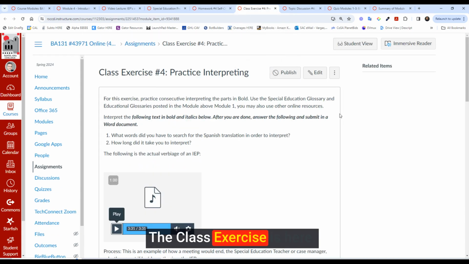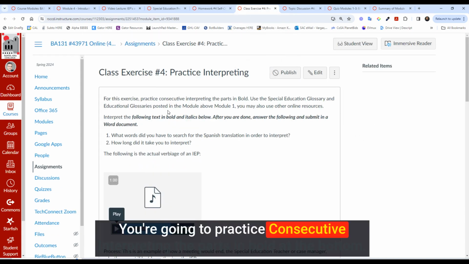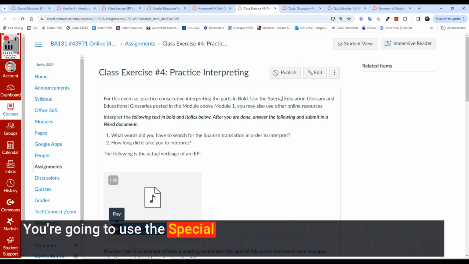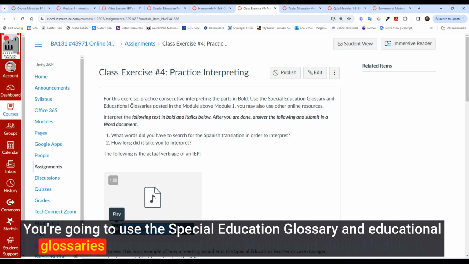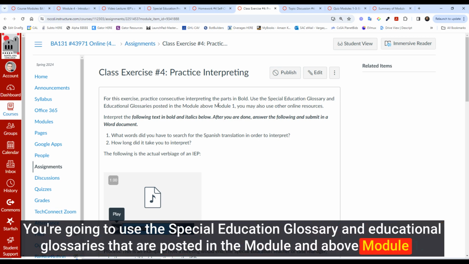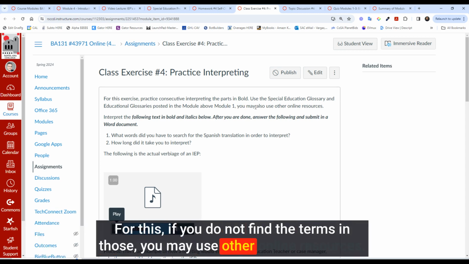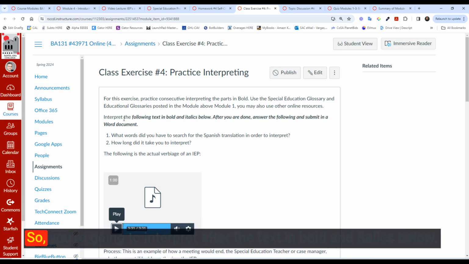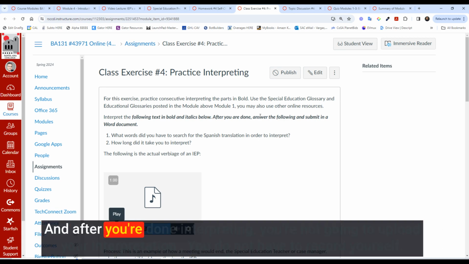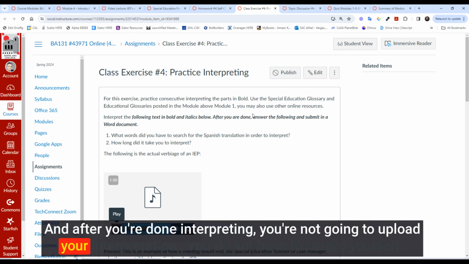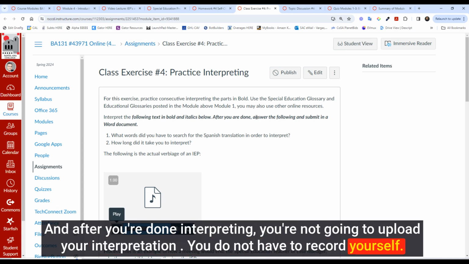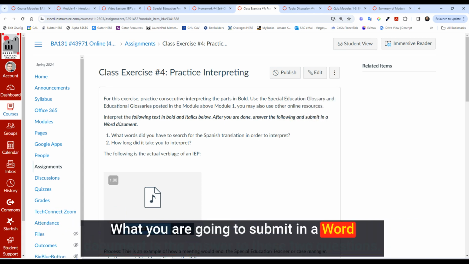The class exercise is here. You're going to practice consecutive interpreting, the parts in bold at the bottom. You're going to use the special education glossary and educational glossaries that are posted in the module and above module 1. For this, if you do not find the terms in those, you may use other online resources. So you're going to interpret after the text in bold and italics below, and after you are done interpreting, you're not going to upload your interpretation. You do not have to record yourself. What you are going to submit in a Word document is the answer to these 2 questions.